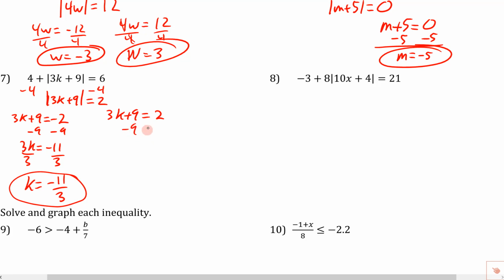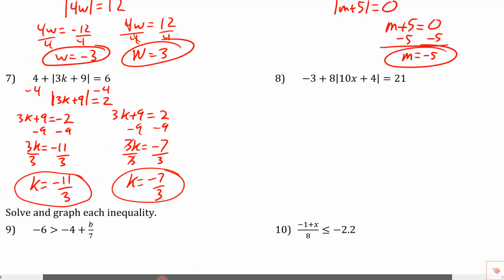And then over here, we're going to subtract the 9. We get 3k equals, these combine to be negative 7. You can double check that on your calculator if you're ever worried about something like that on a test. Please do. You'd hate to make a silly mistake here. And that's negative 7 thirds. That doesn't reduce or simplify either. So we're all set there.